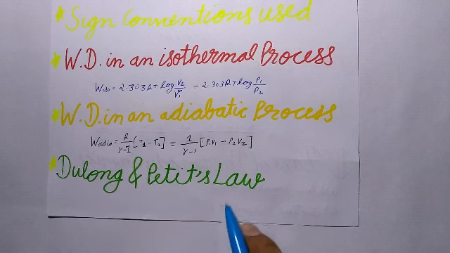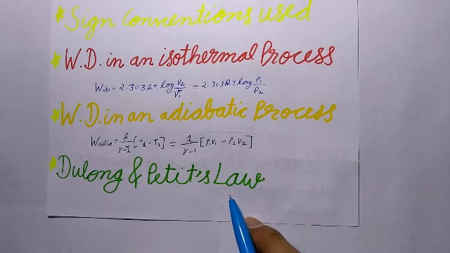Dulong and Petit's law. Near room temperature, the molar specific heat of most solids at constant volume is equal to 3R, or 6 calorie per mole per Kelvin, or 25 joule per mole per Kelvin. This statement is known as Dulong and Petit's law.